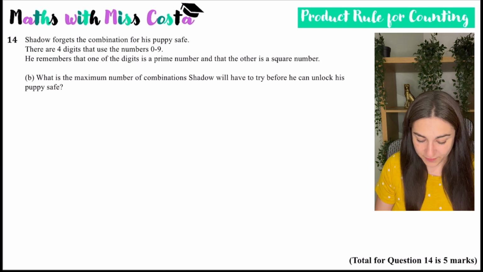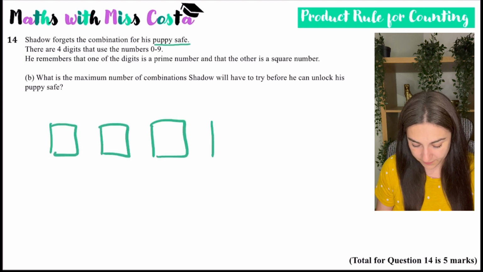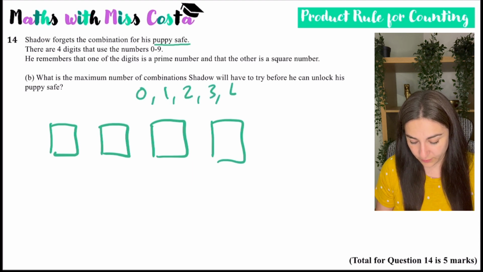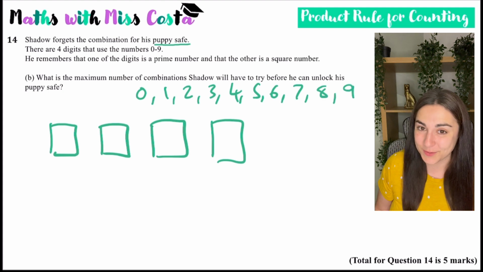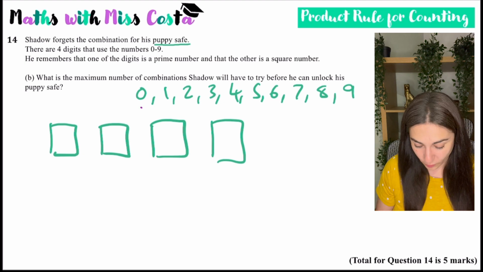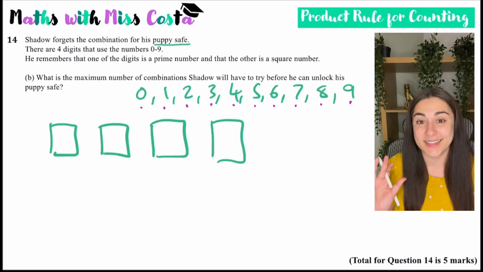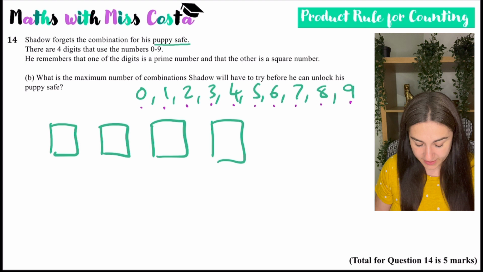So Shadow forgets the combination for his puppy safe. There are 4 digits, okay, so there are 4 digits on the safe, and they use the numbers 0 to 9. So 0, 1, 2, 3, 4, 5, 6, 7, 8, 9. I'm writing these out because the amount of people that get questions like this wrong because they think there's only 9 options. If it's the number 0 to 9, you've got 1, 2, 3, 4, 5, 6, 7, 8, 9, 10. 10 options. So there are 4 digits that use the number 0 to 9.